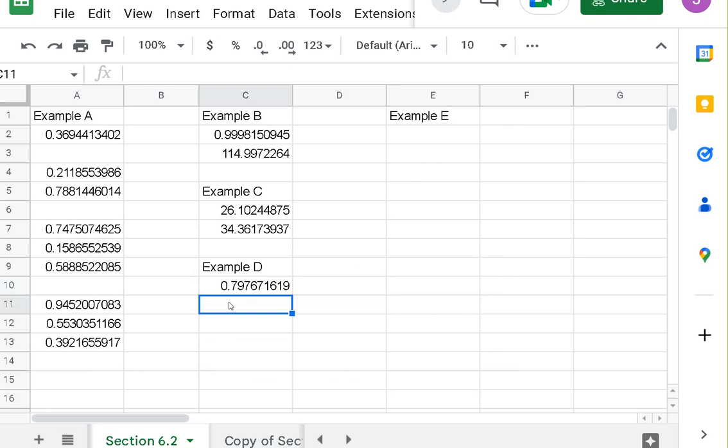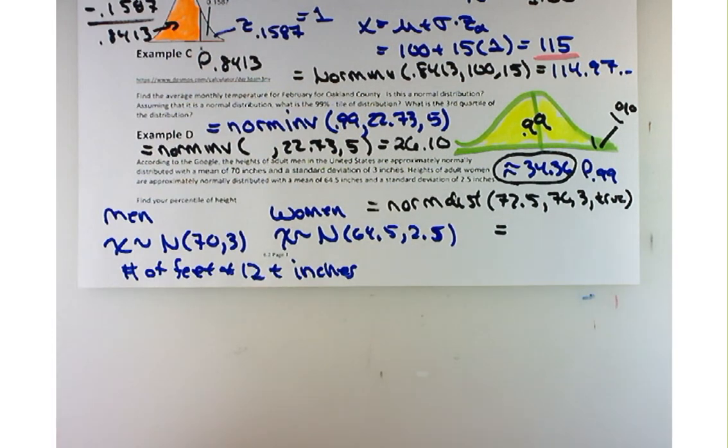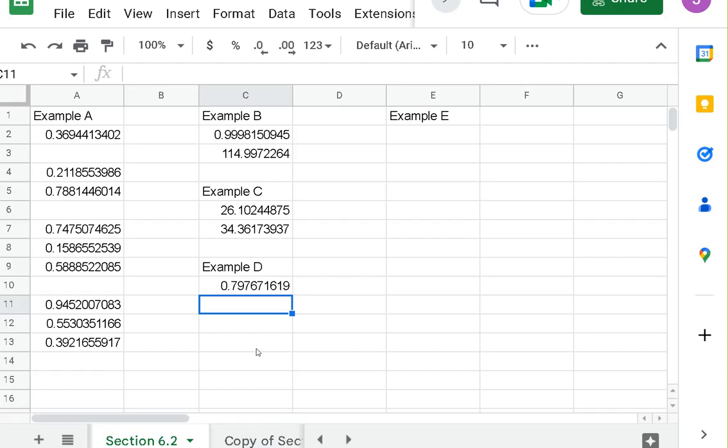Now, if you're curious, what does that mean? How would I draw it? Let's take a look at that. So, what was the exact number? 0.798, we'll call it 0.7977.